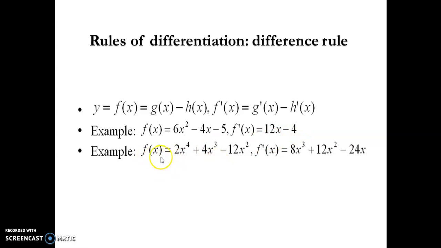Here we have f of x is equal to 2x to the power of 4 plus 4x cubed minus 12x squared. So applying your sum and difference rules, you know that you need to differentiate each one on its own and then add or subtract. So that is your difference rule.